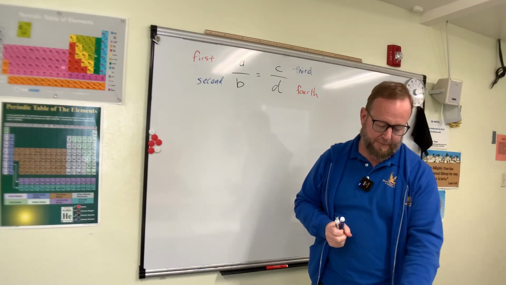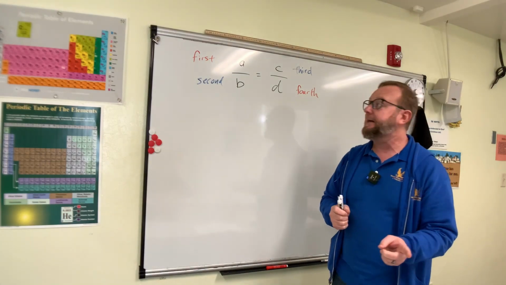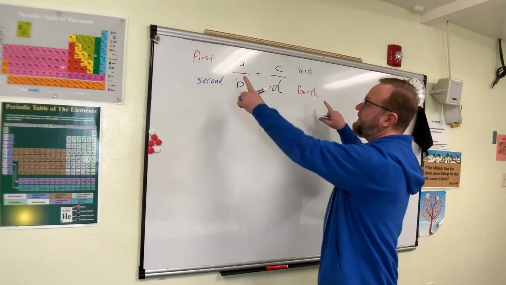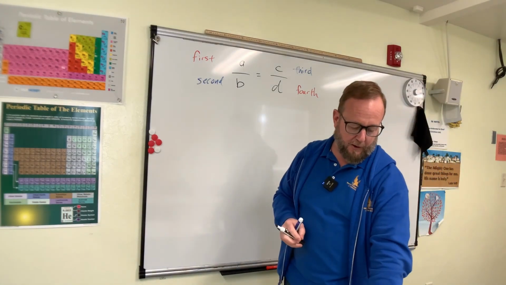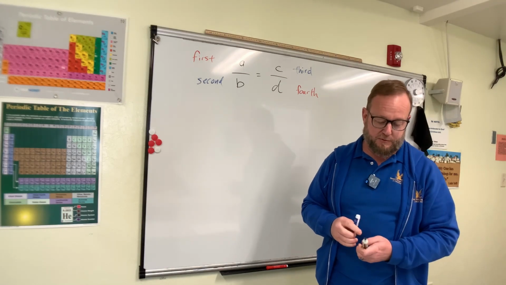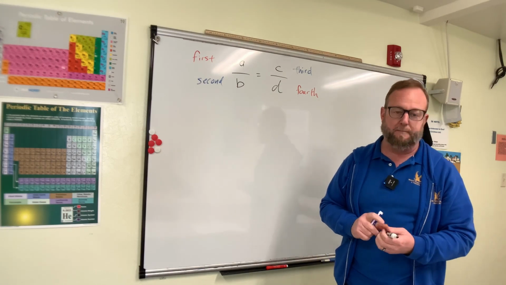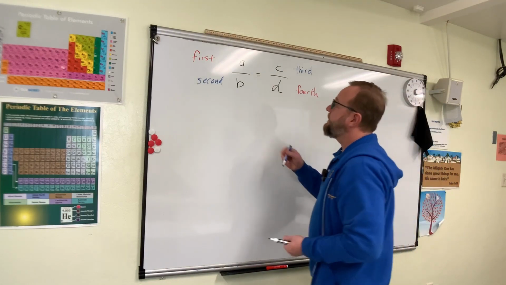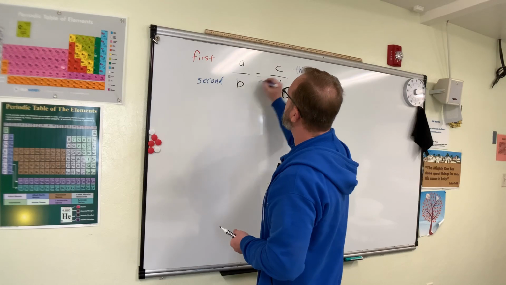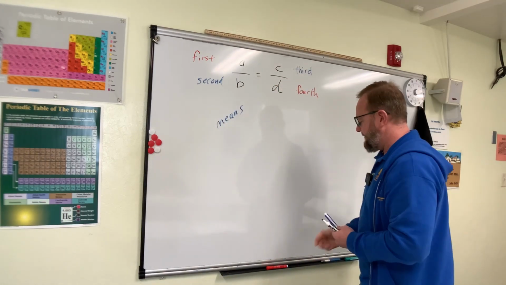He goes on to say, in any proportion, the first and fourth terms, the ones I've written with red, are called the, what's that next word? The extremes. And the second and third terms are called the means. So these blue ones, C and D, are means. Here, means is the term for that, and then extremes.